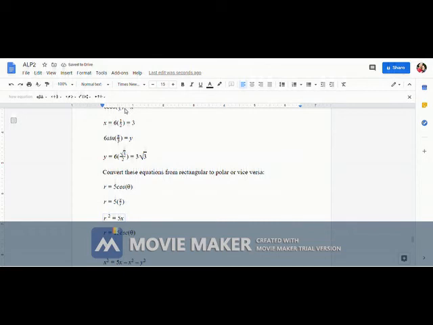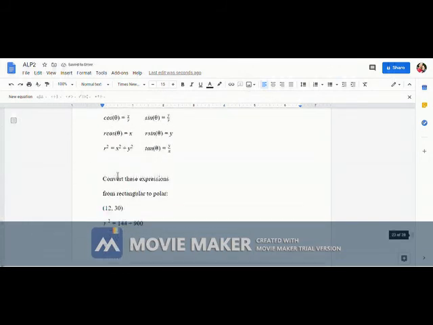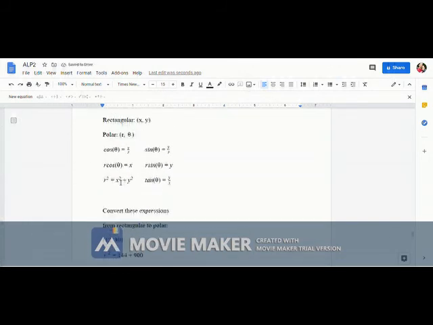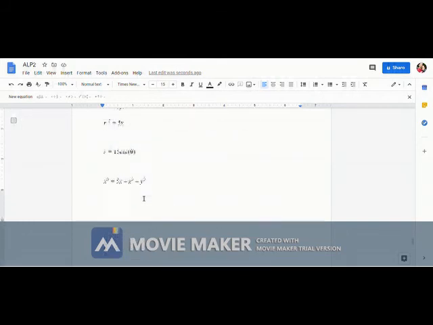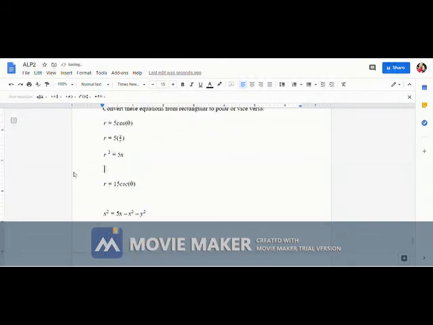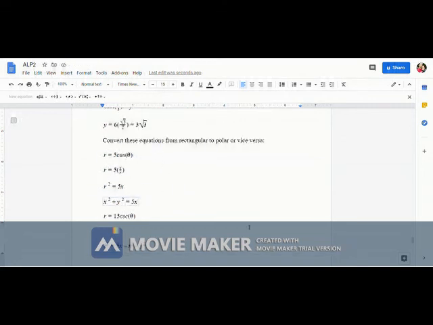Now we have this side in rectangular form, but we do not have this side in rectangular form, so we can look back at our identities up here and we see that r squared equals x squared plus y squared. So we can just put x squared plus y squared in here. And there's your equation in rectangular form from polar form.